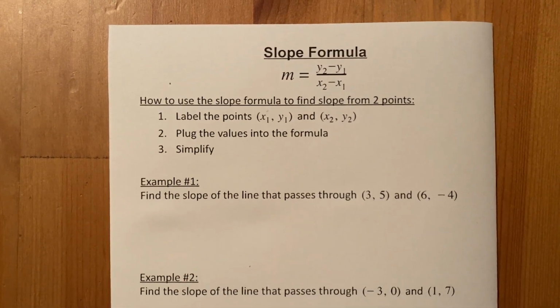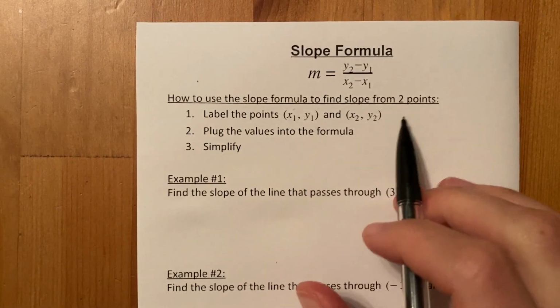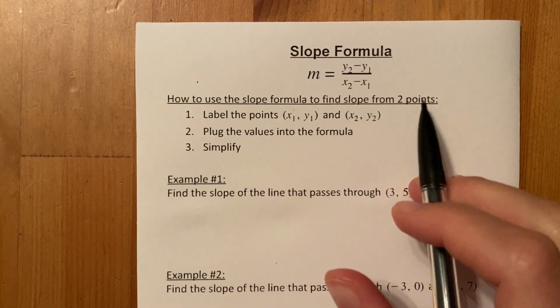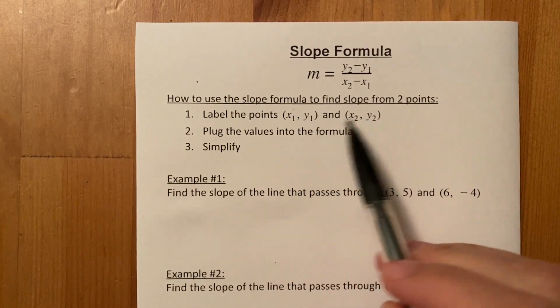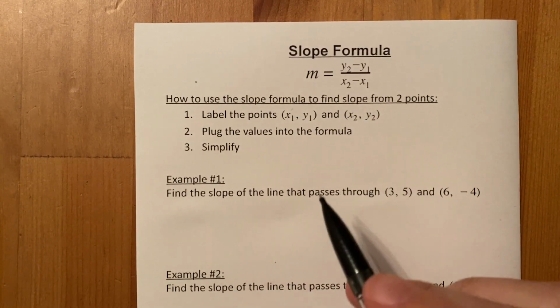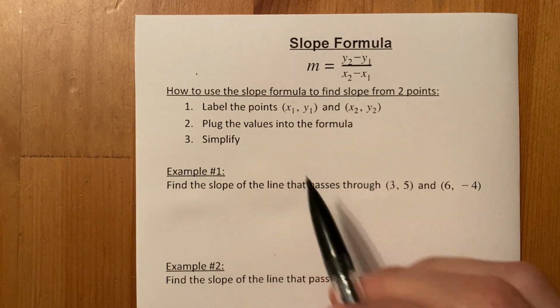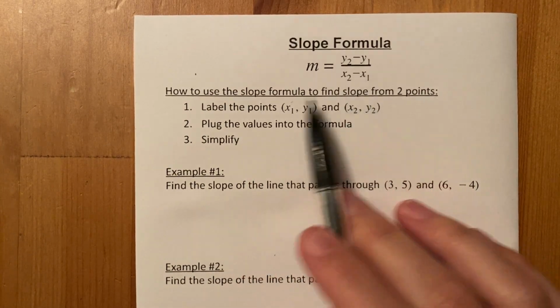The slope formula is a way we can find slope given 2 points. Let's say we're not working on a graph. You're going to see tomorrow that this is actually very much like counting rise over run on a graph, but it's what you can do without a graph. So here's how you use the slope formula.